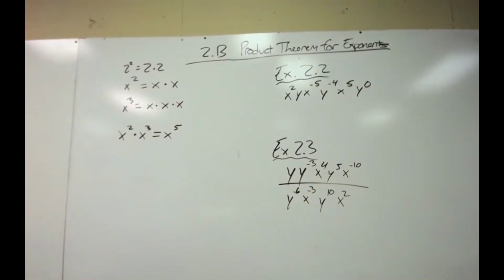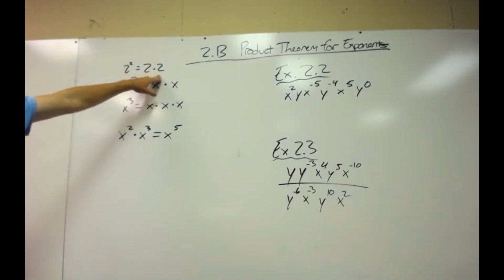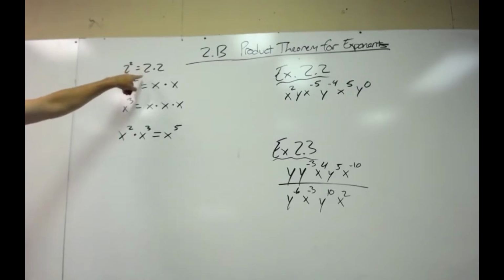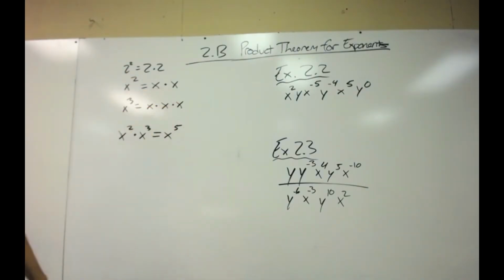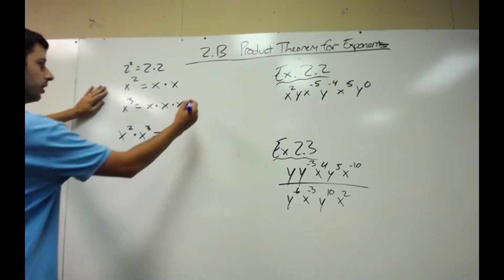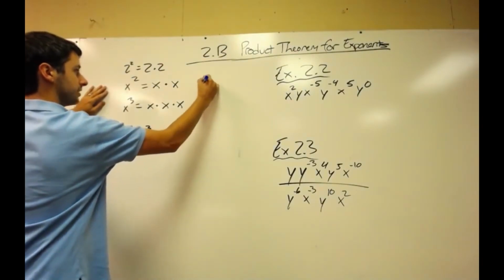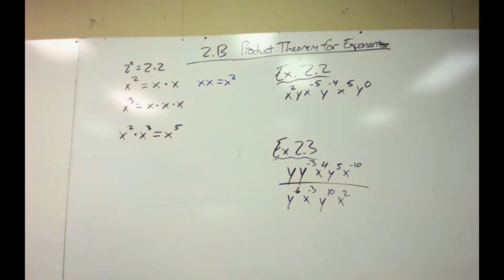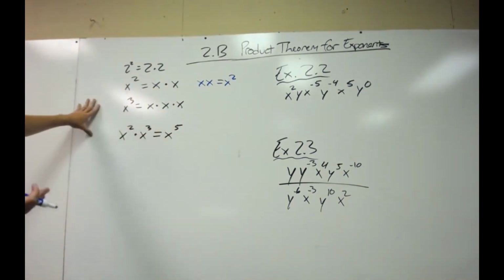Next, let's go ahead and look at product theorems for exponents. When we say 2 squared, that means 2 times 2. You're doing 2 times itself, twice. If we were to use a variable, such as x squared, same thing: x times x. So x times x would equal x squared. Those are being multiplied, so you could say that equals x squared. Same thing for x cubed. X times x times x equals x cubed, and so on and so forth.